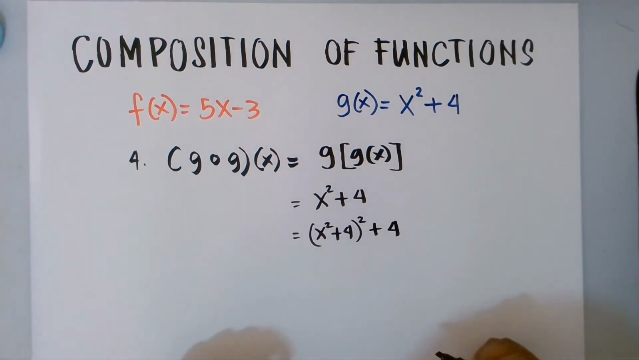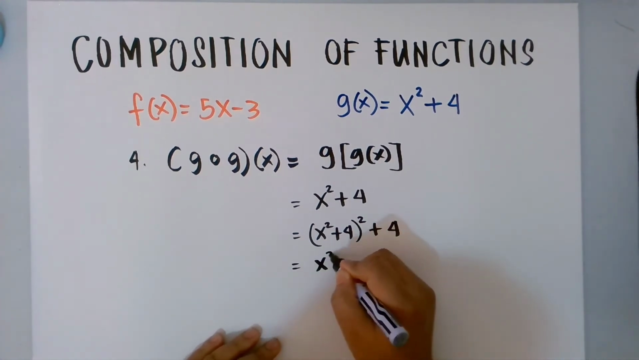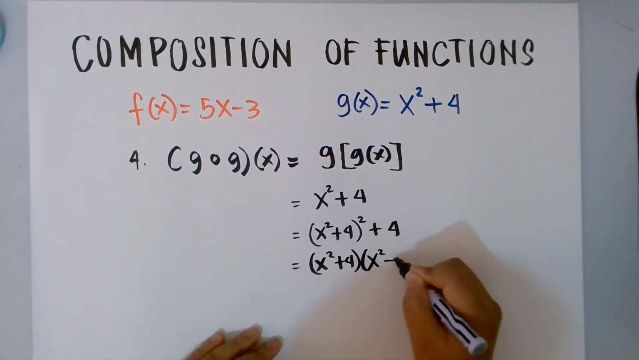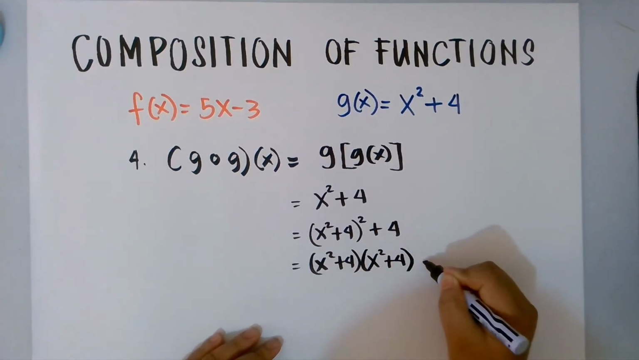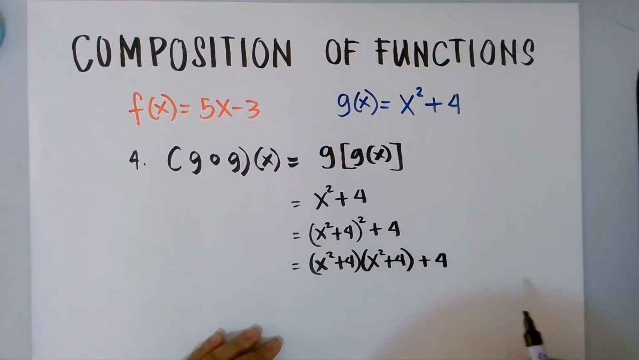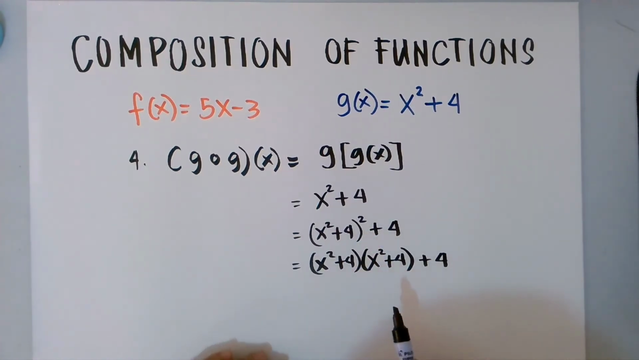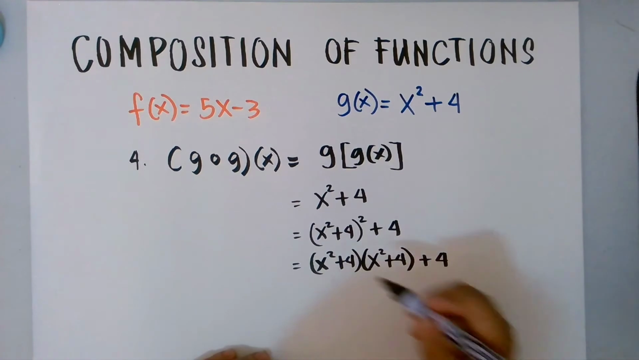Okay. So, expand natin to kasi may exponent siya na 2. So, meaning multiplying by itself. So, x squared plus 4 times x squared plus 4. Then, plus 4. Okay. So, ayan. Dahil may exponent siya na 2, kaya minultiply natin siya ng 2 beses sa kanyang sarili. Then, we can use FOIL method.